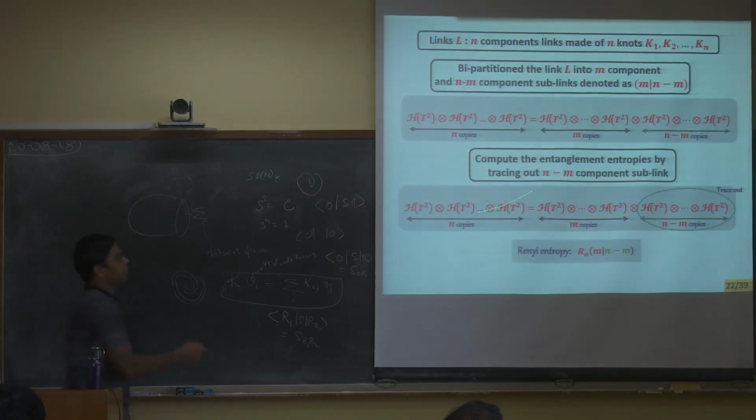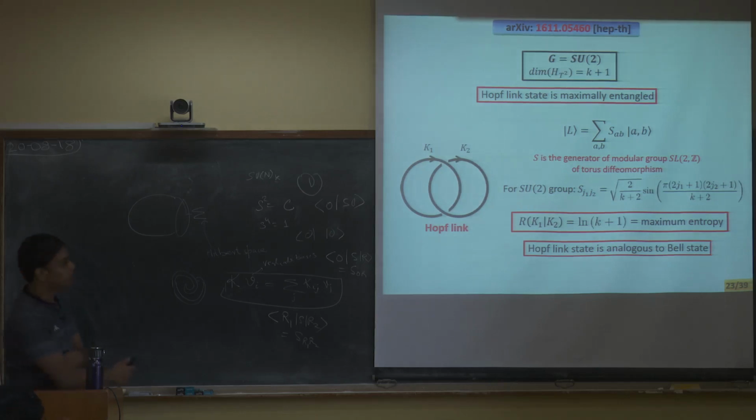Yeah. So here we can do the same exercise. We can compute the entanglement of m copies of the Hilbert space with the remaining n minus m copies, and in principle we can compute the Rayleigh entropy. So here are some of the results which have been obtained in this setup.